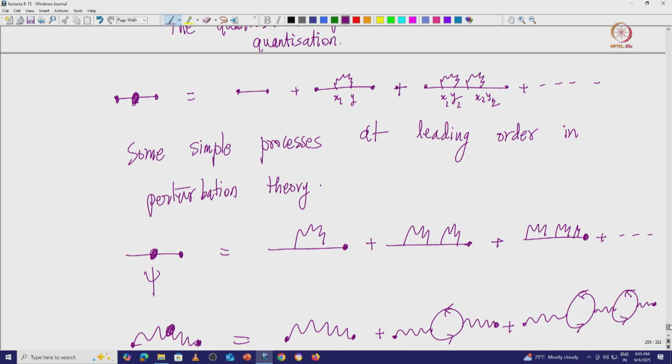Now remember, these are virtual particles, so the momenta are not specified; they can take any momentum. This will lead to problems with renormalization and regularization, which we will address in the coming lectures.